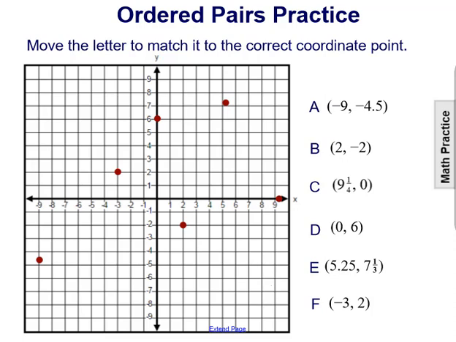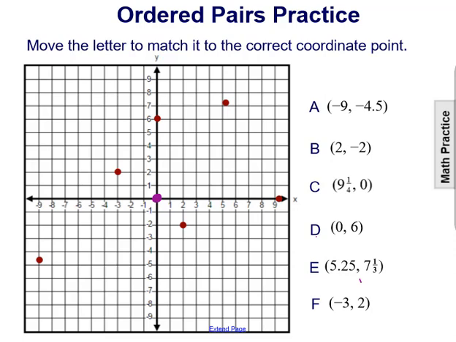So again, we have to always reference (0, 0). We have to reference the origin first, and then we can see how much we are first moving to the left or to the right. That will give us our first number, and then we have to see how much we're moving up or down. That will give us the second number.